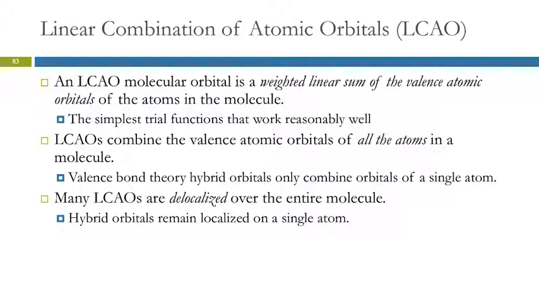So we take the valence atomic orbitals of all the atoms in the molecule, not just the two that are bonding, but all of them together, and combine them and make molecular orbitals. In valence bond theory, we're looking at hybridizing the orbitals on a single atom. Here we're doing the whole molecule. So many of these combinations are delocalized over the entire molecule, whereas hybrid orbitals remain localized on a single atom. So that's the biggest difference between valence bond theory and molecular orbital theory.